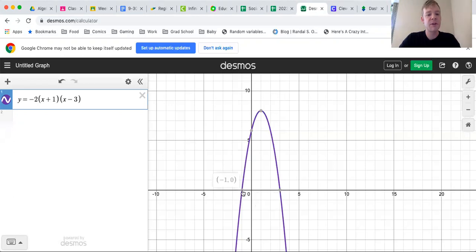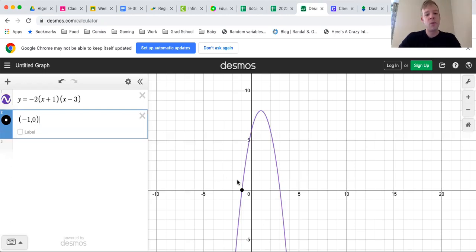Now the x-intercepts are very easy to find when we're in factored form because the two x-intercepts are going to come from these two values right here. But as we have seen with most parentheses, the value is going to be reversed once we get it out of the parentheses here. So for instance, x plus 1 will generate the x-intercept of -1, 0. We will also get the point +3, 0 from our second parentheses right here. And we should see that that is our x-intercept over here.